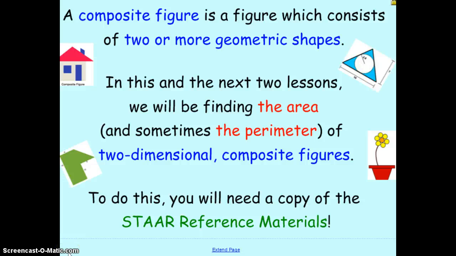Area of composite figures. A composite figure is a figure which consists of two or more geometric shapes. In these next two lessons, we will be finding the area, and sometimes the perimeter, of two-dimensional composite figures. Please feel free to pause your video at any time to write down the information.